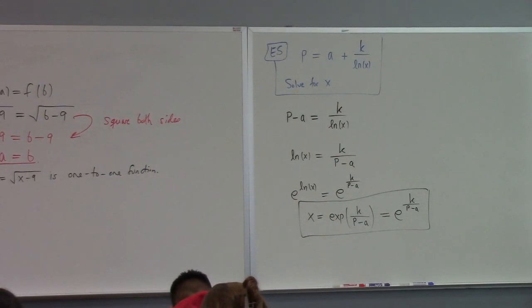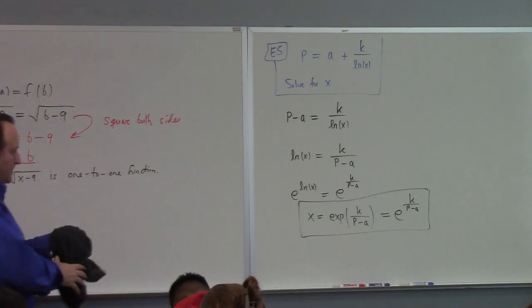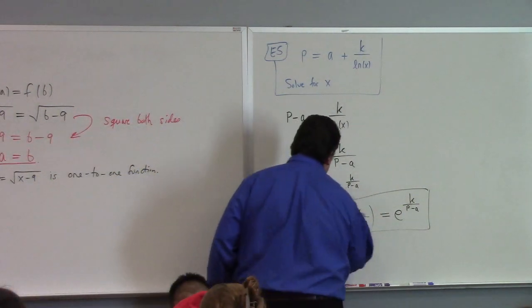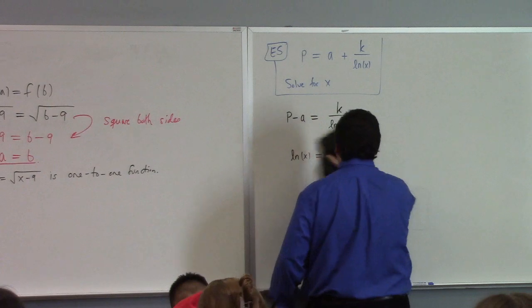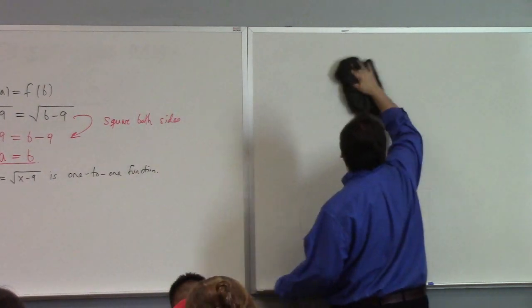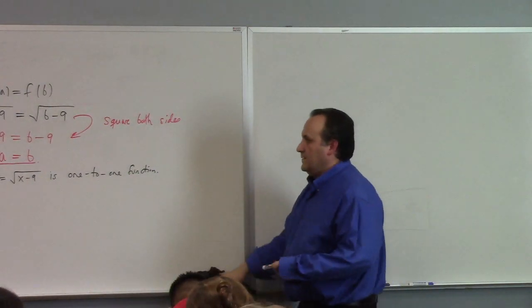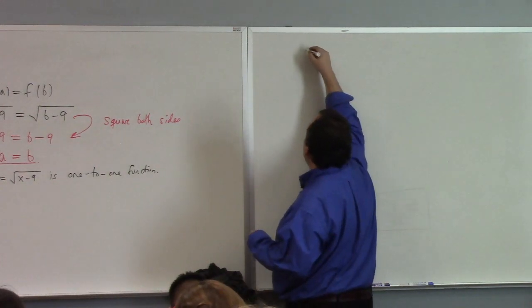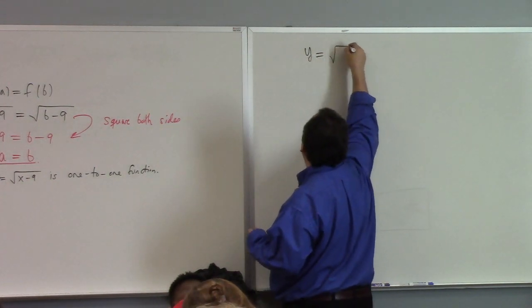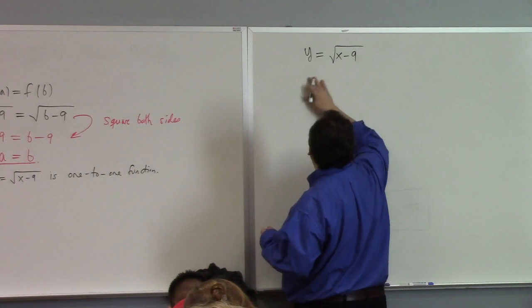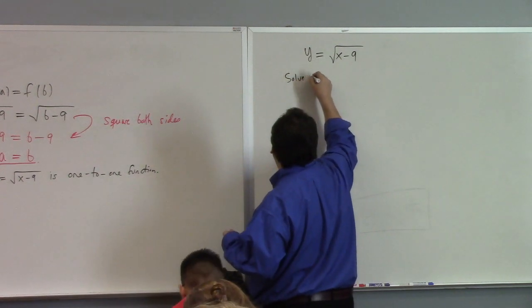All right, so let me erase a little bit here. So how do we find the inverse function? Start with the formula. y equals the square root of x minus 9. Then what? Solve for x.